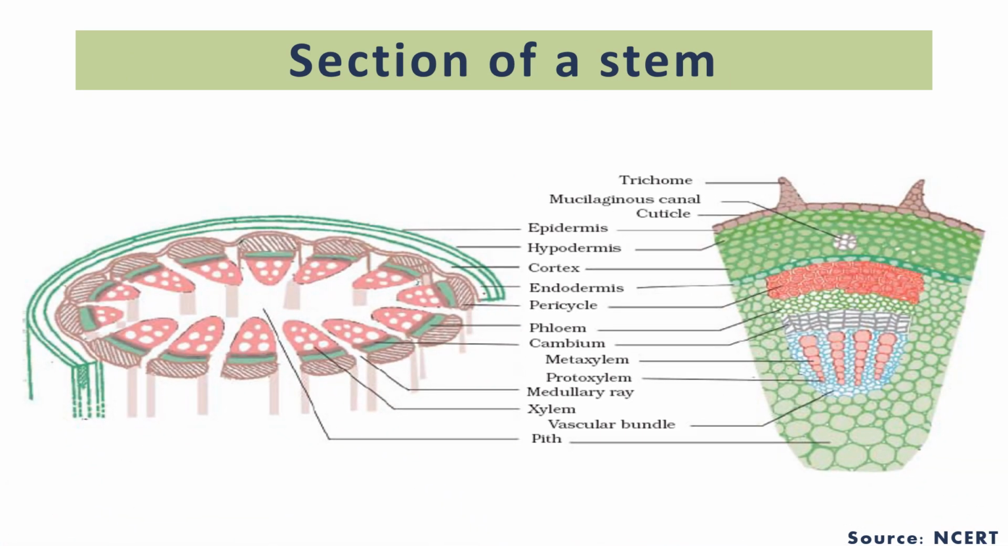This is a section of stem which gives you a glimpse of different types of layers of cells present in the stem. So the outermost covering here is epidermis, then it is hypodermis, we have got cortex, endodermis, and there are a number of other layers of vascular bundle like xylem and phloem, and the components of xylem and phloem.